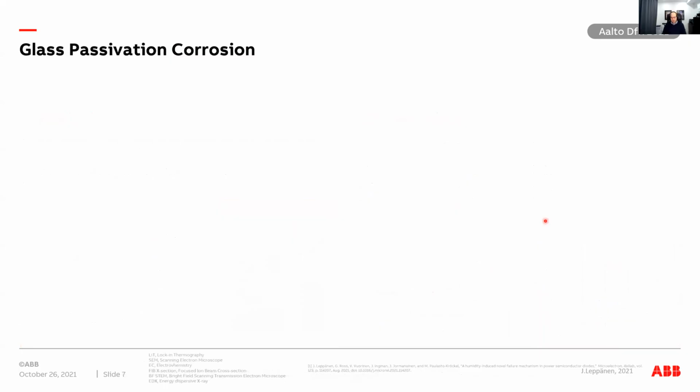Let's start with one kind of failure that we have seen here. This is from a published paper. It came out in August this year, and this is an interesting study because in this case we had a glass passivation, and we were thinking that nothing penetrates this glass, and all the problems should be on top of the passivation.